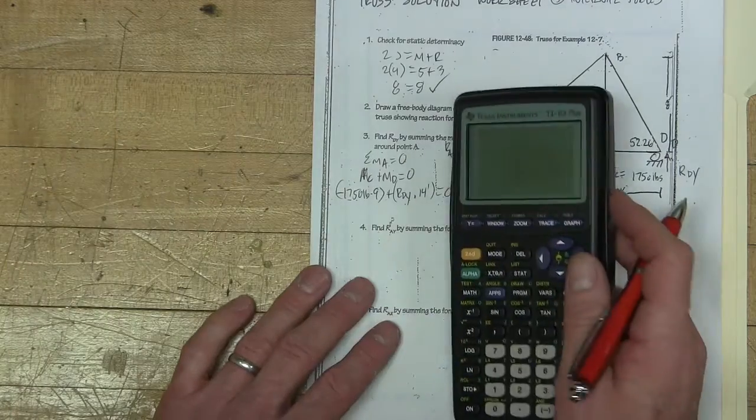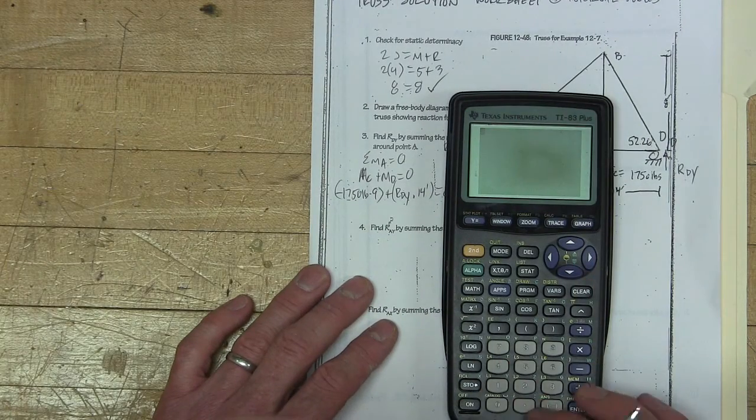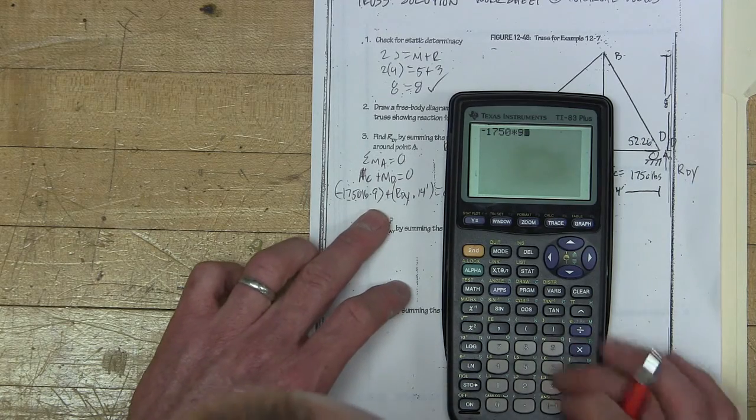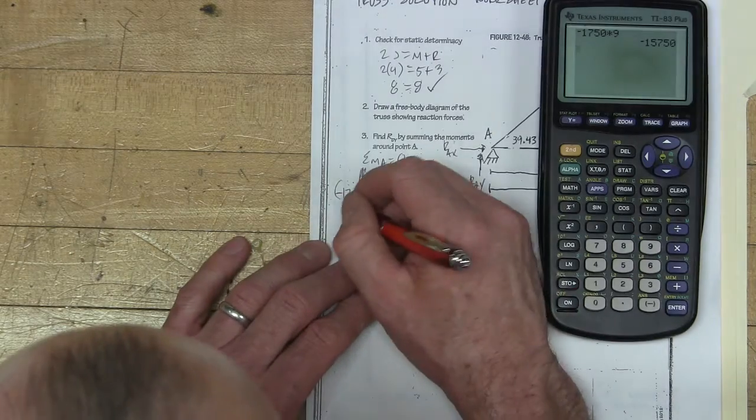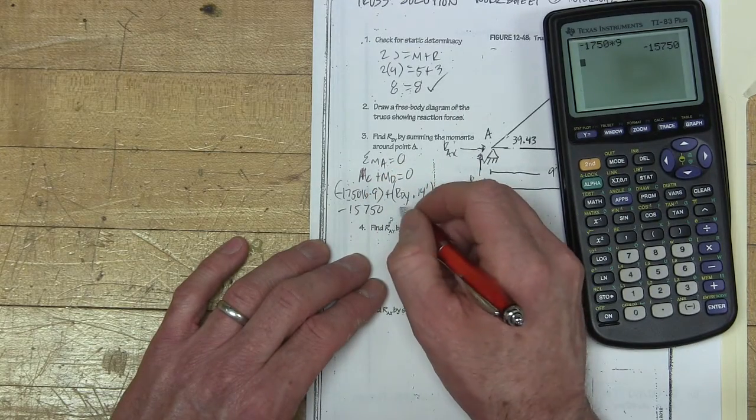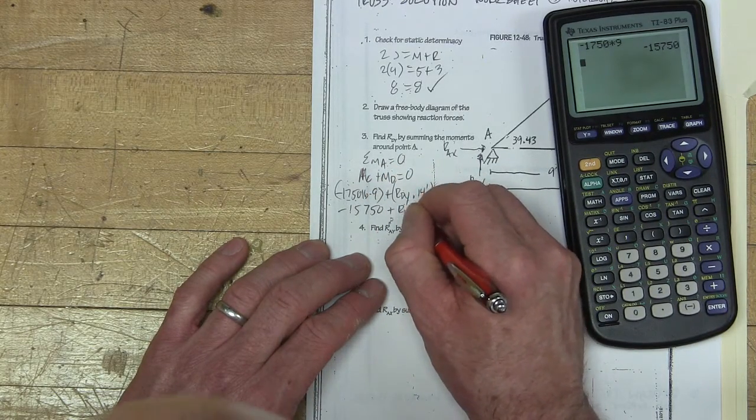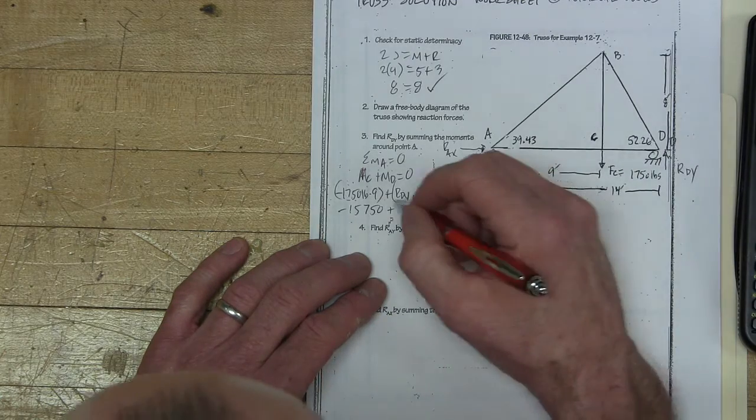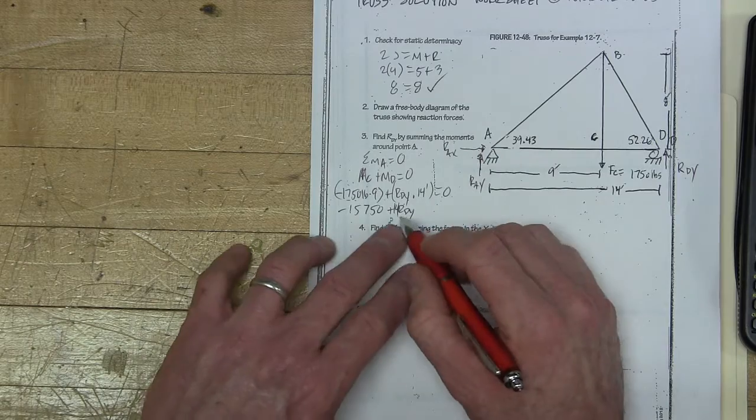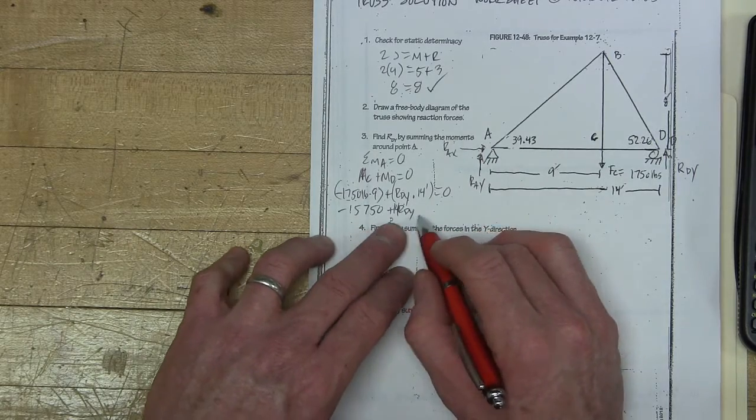So at this point, we're going to get out the calculator and just do a little bit of math and say that a negative 1,750 times 9 should equal negative 15,750. Again, we're going to add that to our equation. Let's just step through the algebra here. And I'm going to say plus 14 RDY. I apologize about that, but 14 RDY.